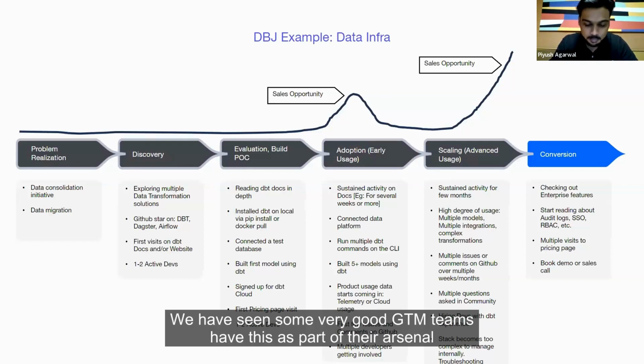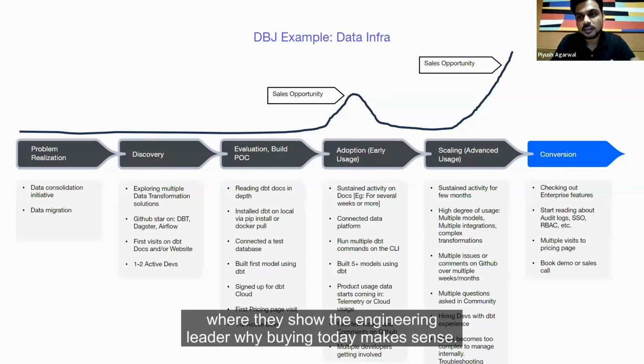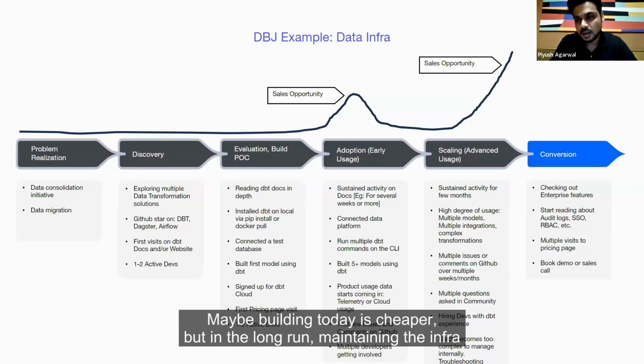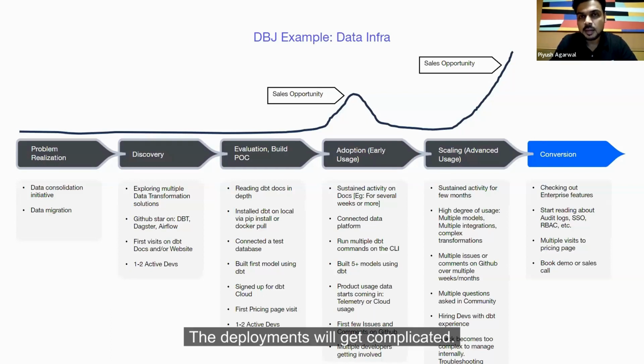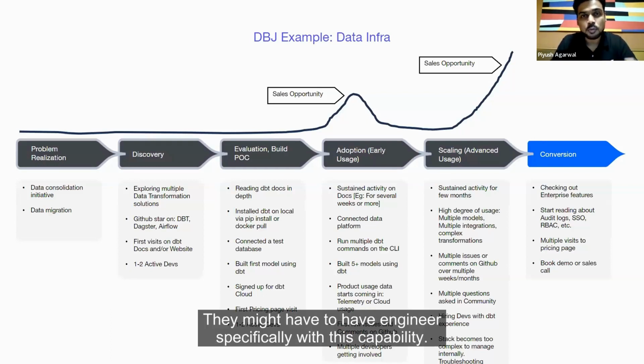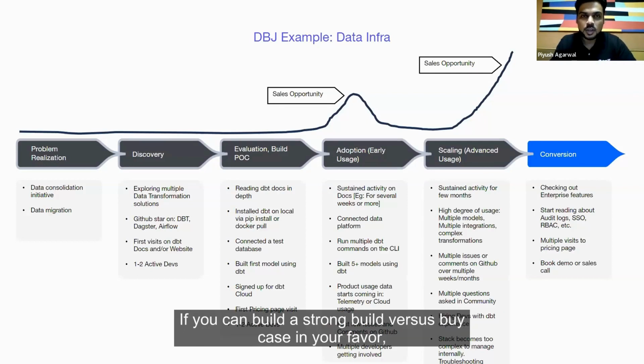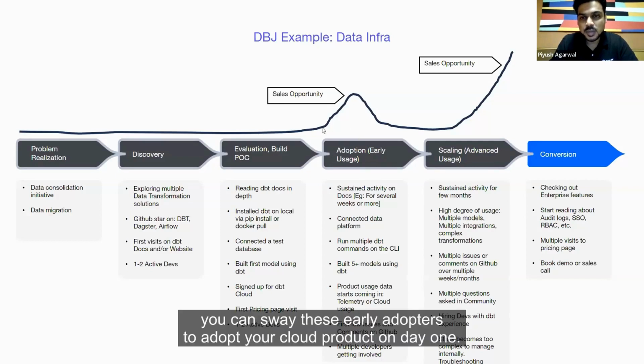We have seen some very good GTM teams have this as part of their arsenal, where they show the engineering leader why buying today makes sense. Maybe building today is cheaper, but in the long run, maintaining the infra on their own will require significant manpower. The deployments will get complicated. They might have to have engineers specifically with this capability. So if you can build a strong build versus buy case in your favor, you can sway these early adopters to adopt your cloud product on day one.